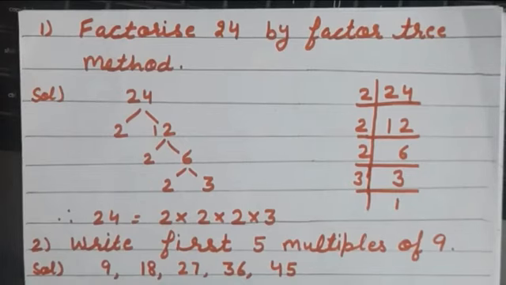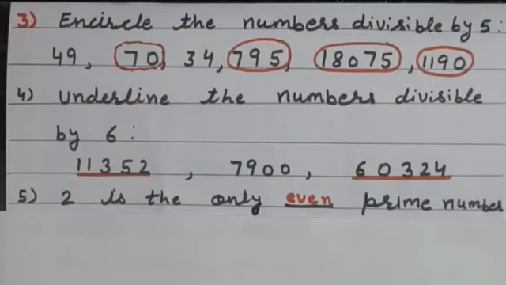Next question is question number 2. Write first 5 multiples of 9. First 5. So we will start from 1. 9 ones are 9, 9 twos are 18, 9 threes are 27, 9 fours are 36, 9 fives are 45. These are first 5 multiples of 9.